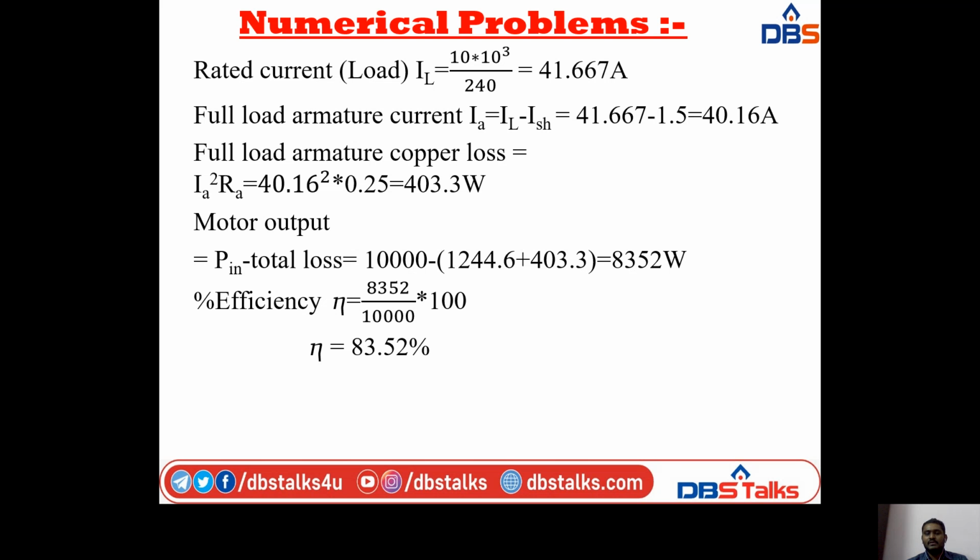Next, coming to efficiency. To determine the efficiency, you know the formula eta is equal to output power by input power. Here the output power is 8352 watts divided by the input power, that is 10,000, multiplied by 100. Overall we have the efficiency 83.52%. Okay, that's all. This is about the losses in a DC machine and some numerical problems on this DC machine.